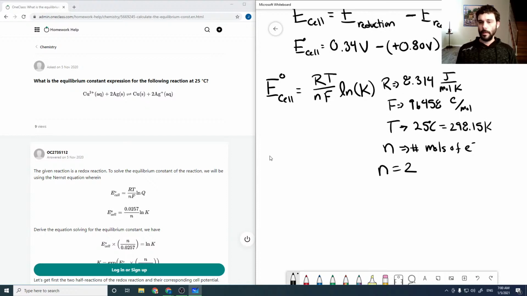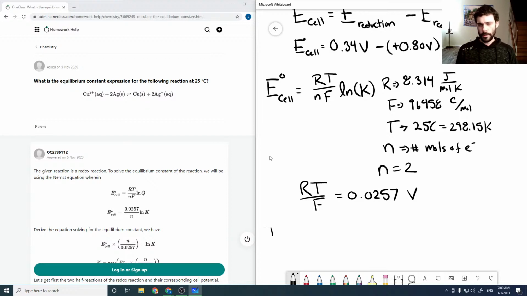Okay, so RT over F is equal to 0.0257 volts. That's just putting these values through our calculator and doing appropriate cancellations of our units. We can see that the moles will cancel, leaving us with joules per coulomb, which is a volt.